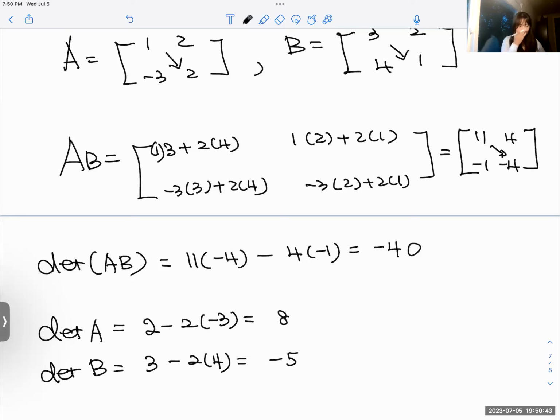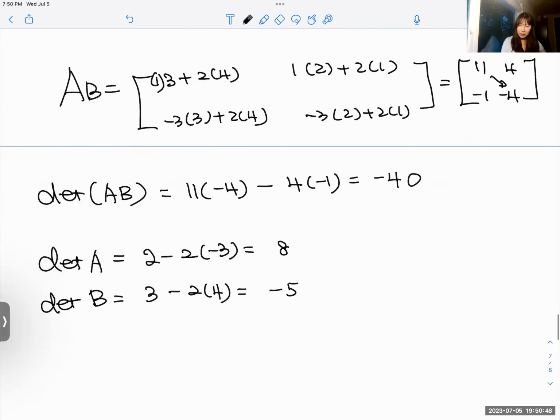Okay, so we need to multiply two, right? Oh, yeah, it's the same, right? So determinant AB, which is -40, which is the same as determinant of A, determinant of B, which is also -40, right?